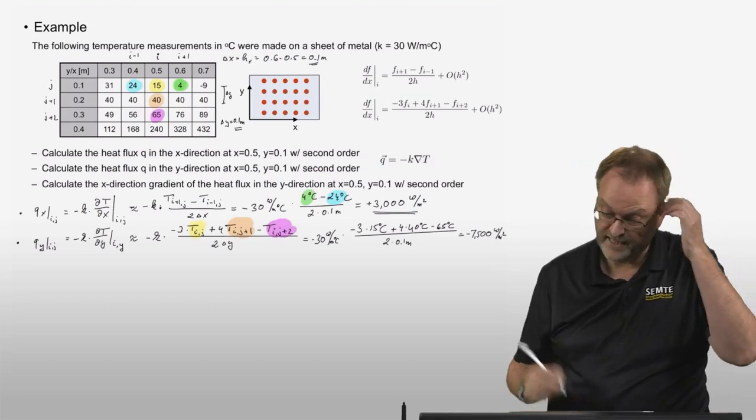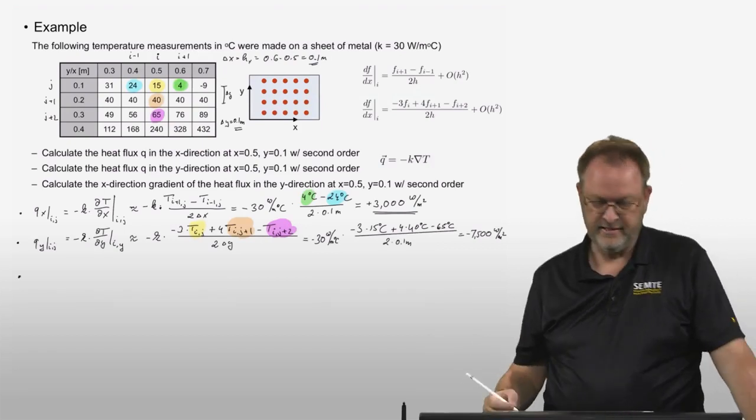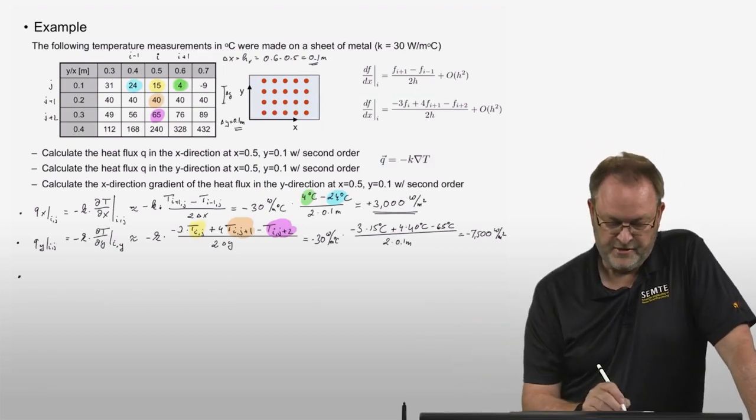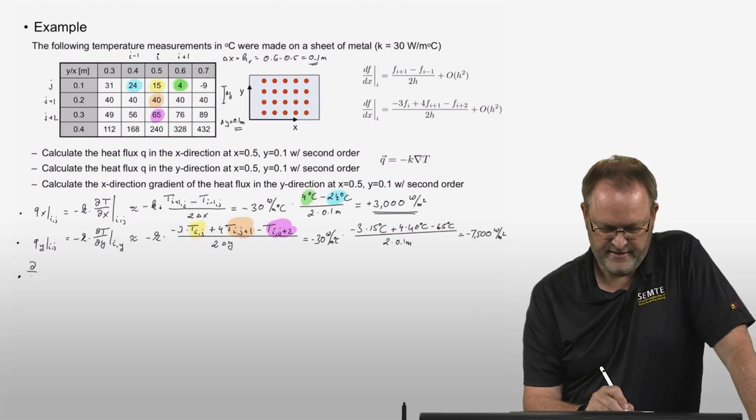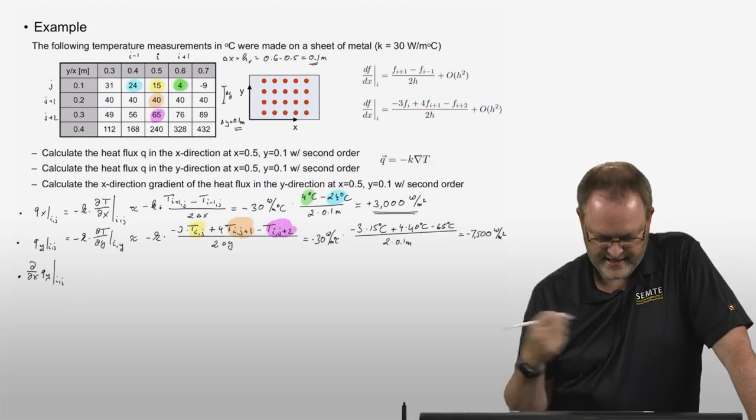All right, now, finally, we are supposed to calculate the x direction gradient, so d/dx, of the heat flux in the y direction, so of Qy, and do this at ij.